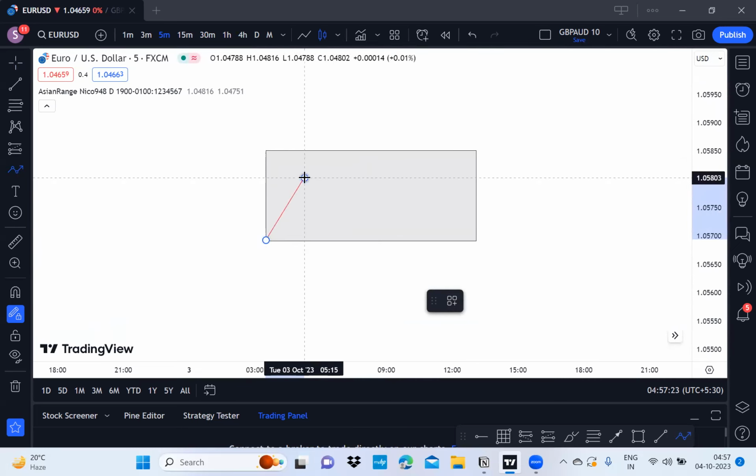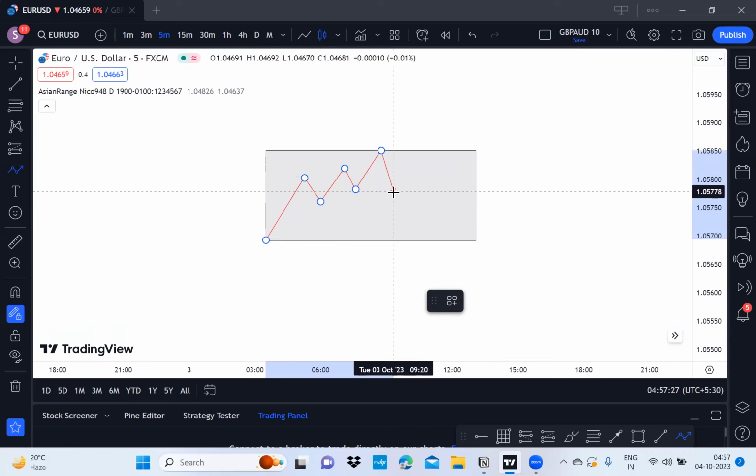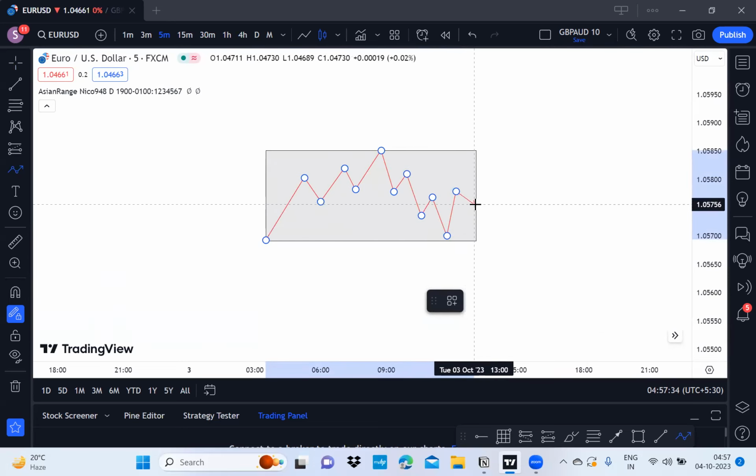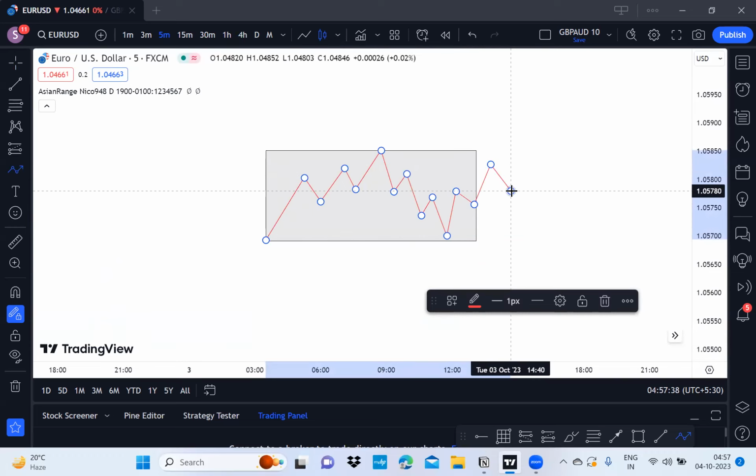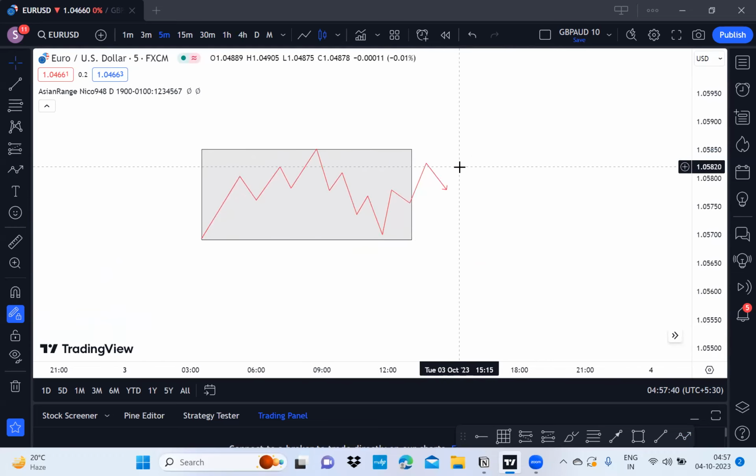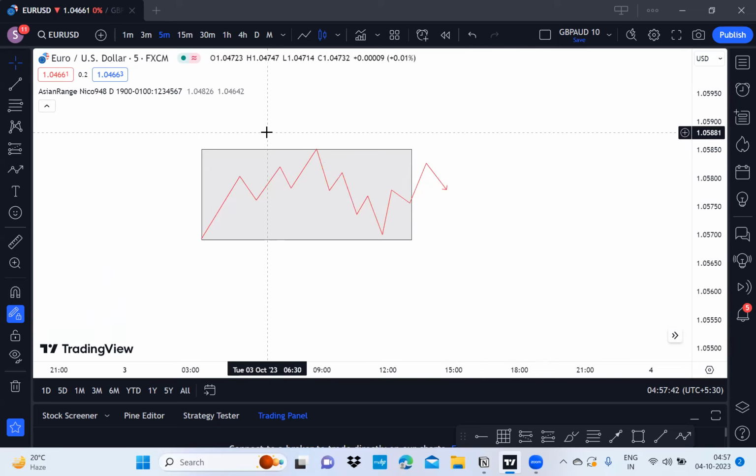Let's say the market is moving inside this Asian range like this. It started at 4:30, then the market is moving something like this, then it went up, then came down. Now the Asian range has almost ended, right? The Asian range has ended. Now let's say it is a downtrend. We are looking for a selling opportunity, right?